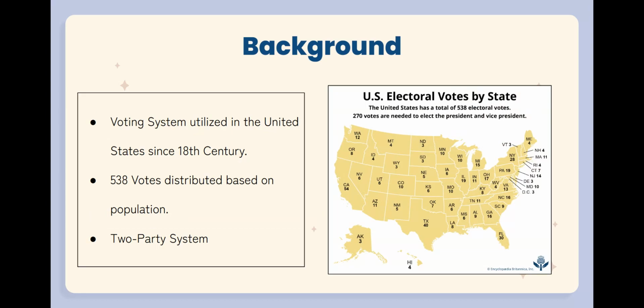Now, a big glaring flaw that I want to address with my research is the two-party system. What the two-party system does for the Electoral College is guarantee that some states will vote for one party over the other, which unfairly distributes the votes of the voters in those states.